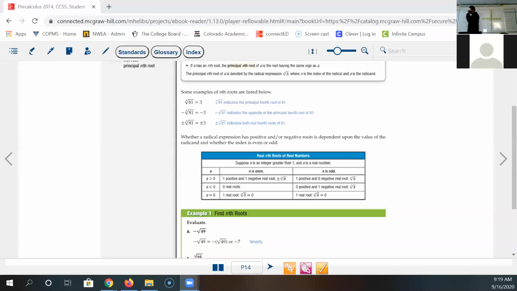And then if a is 0, or our radicand is 0, we're always going to have 1 real root, being 0. Okay, and that's because anything multiplied against itself would be 0, and since we're using exponents, 0 is the only thing that multiplied against itself where you can get 0.